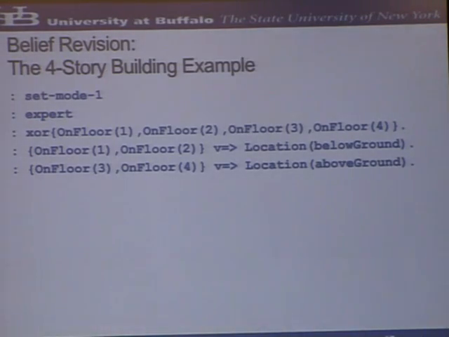So this is the 4-story building example. There's a 4-story building. The first 2 floors are underground. The second 2 floors are above ground. Okay, so this says you're either on floor 1, 2, 3, or 4. Floor 1 and 2 are below ground, right? If you're on floor 1 or floor 2, then you're below ground. If you're on 3 or 4, you're above ground.